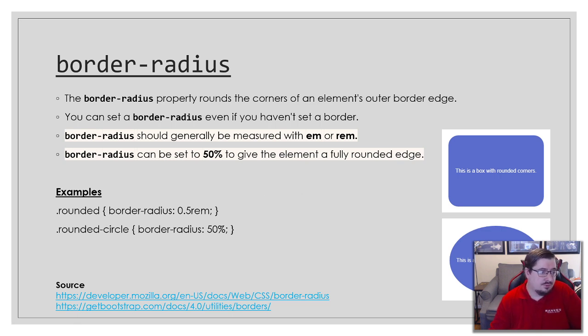Interesting thing to note, with the border radius you can set it to percentages, and in that case it would be a percentage of the size of the element. So for instance, if you set the border radius to 50%, then you will get an element that is circular, as you can see down here, right? If I just set 0.5 rem, you can see the rounded corners here. If I set it to 50%, then I will get an ellipse.